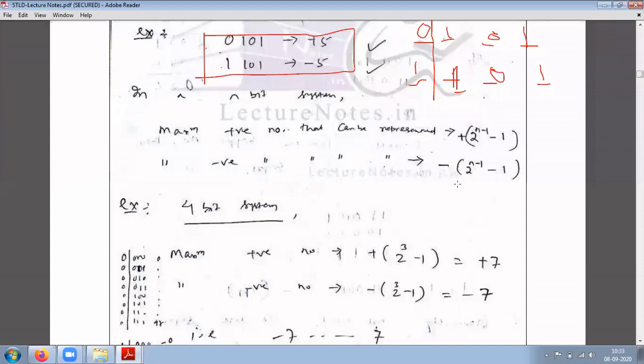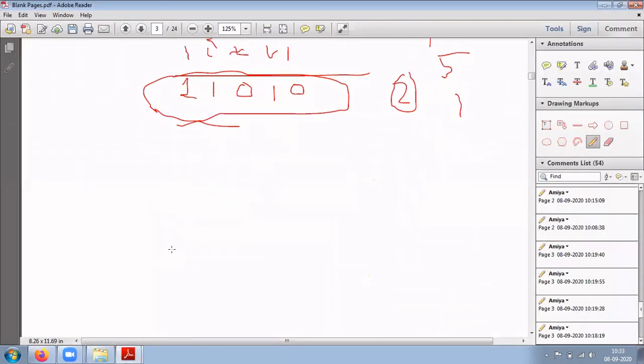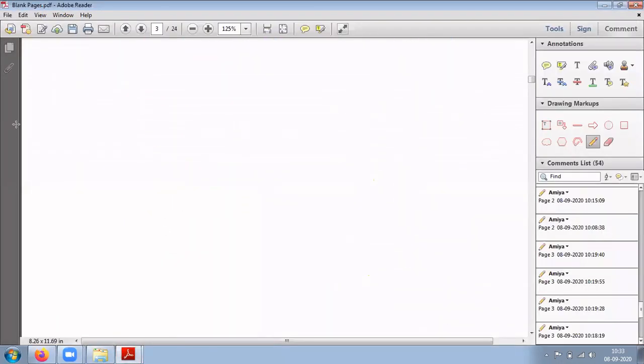Got it? No, sir. No? Okay. I am writing here. Suppose I want to write plus 5 in sign magnitude representation. There are 4 bits.